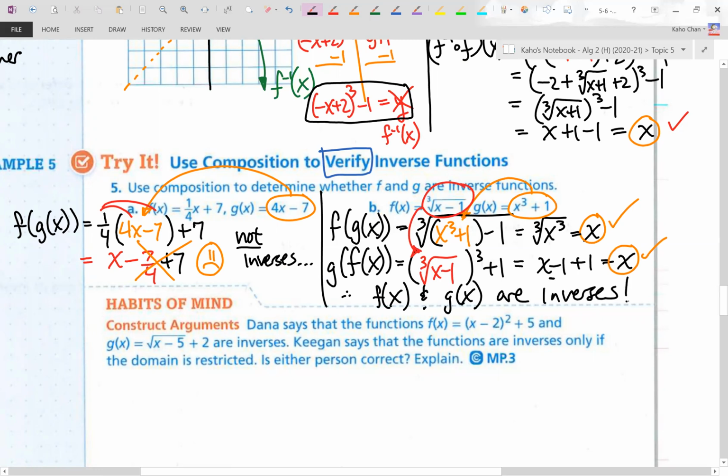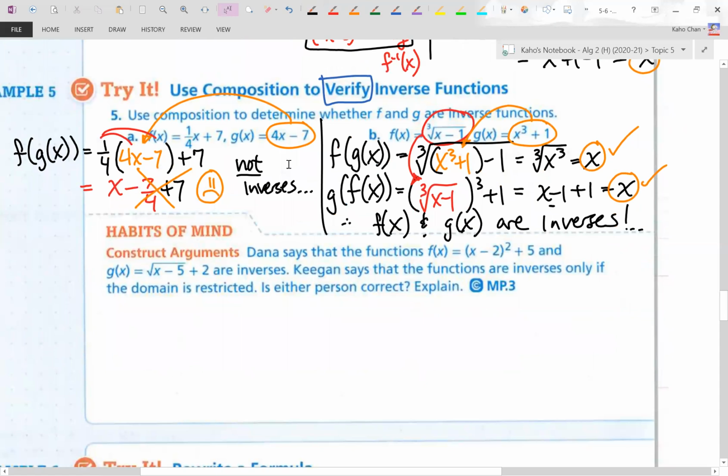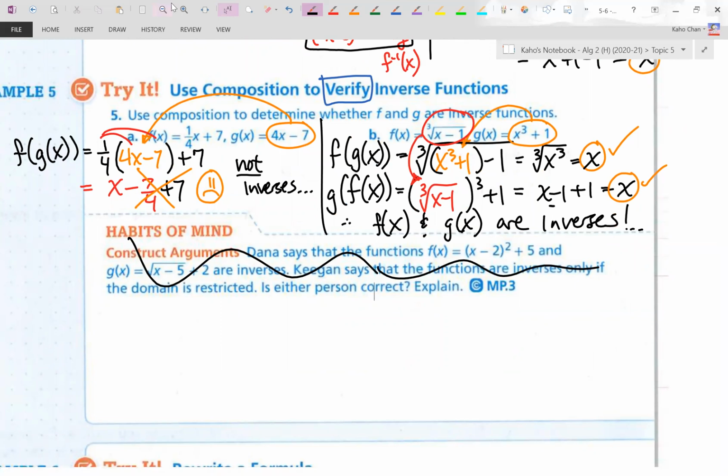Yay. I'm going to skip the rest of this page. Any questions about checking, verifying whether or not these things are inverses of one another? Okay, very good.